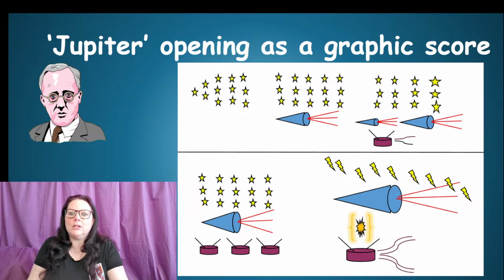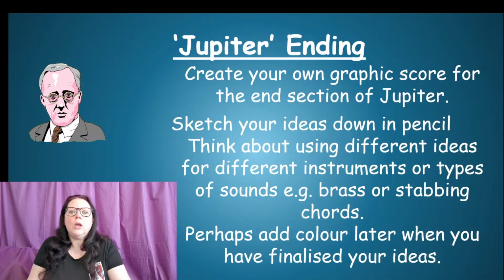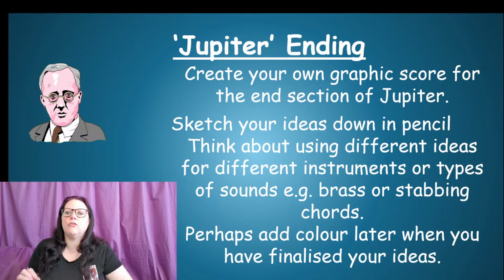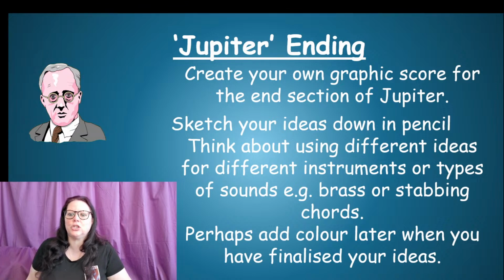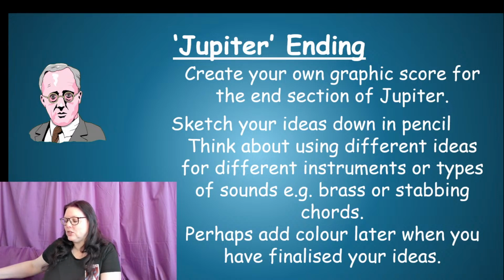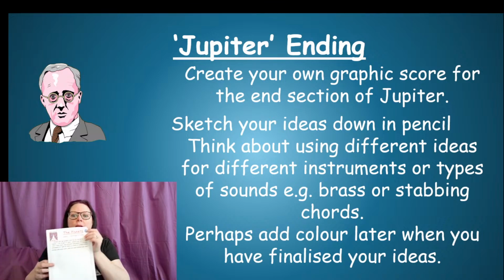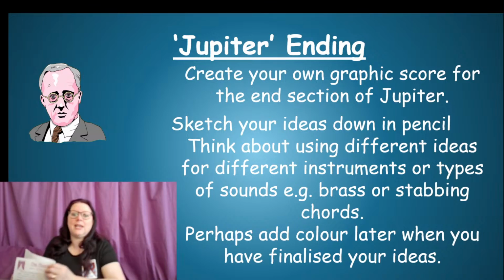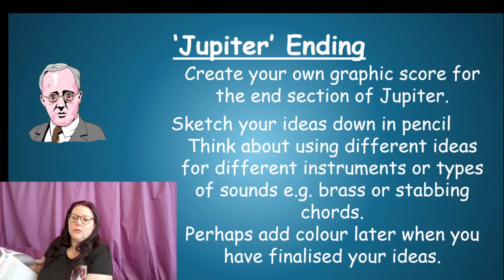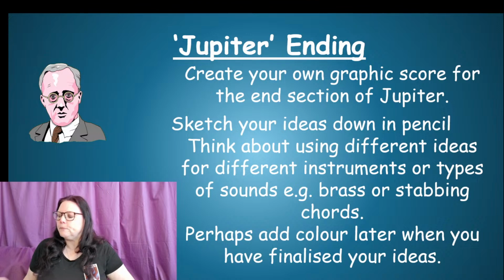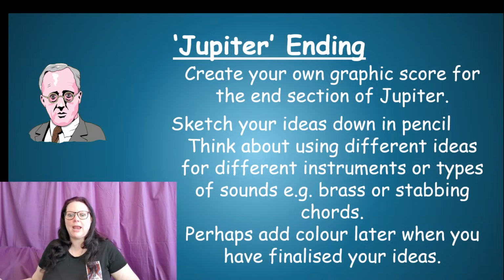You're going to have a little go. So we're going to have a little go at creating a graphic score for the end section of Jupiter. And if you're using the worksheets, you've actually got a space on the second page there for you to have a go at creating your score. But obviously you only need a piece of paper and a pencil, and you could do it quite easily yourself. So what I'm going to do is I'm going to play you the end section of Jupiter. So we've gone from the very beginning to the very end.